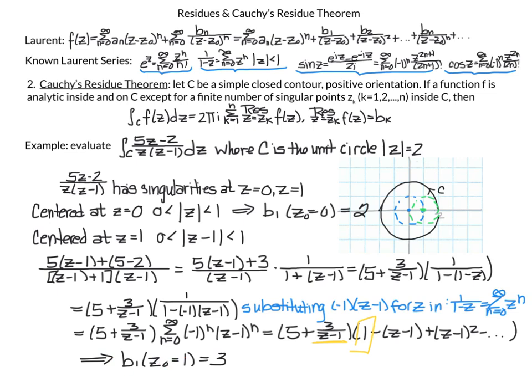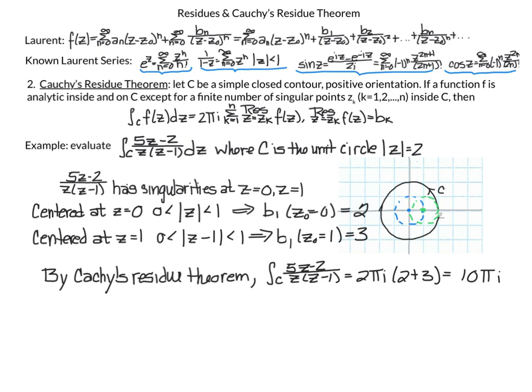for my singularity at z naught equals 1 is equal to 3. Now I've calculated my two residues. For the singularity at z equals 0, the residue is 2. For the singularity at z equals 1, my residue is equal to 3. So by Cauchy's residue theorem, both of these singularities are inside my curve C, and therefore the closed curve integral will be equal to 2 pi i times 2 plus 3, which is equal to 10 pi i.